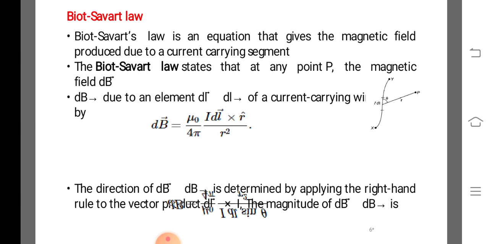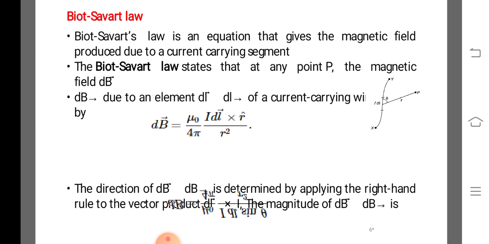Then magnetic flux density, it is represented by the letter B. The total magnetic lines of force or magnetic flux crossing a unit area in a plane at right angle to the direction of flux is called magnetic flux density. It's measured in Weber per meter square or Tesla, T. B equal to flux by area.